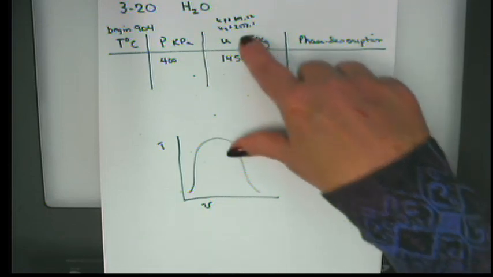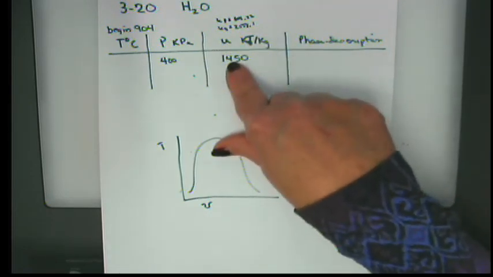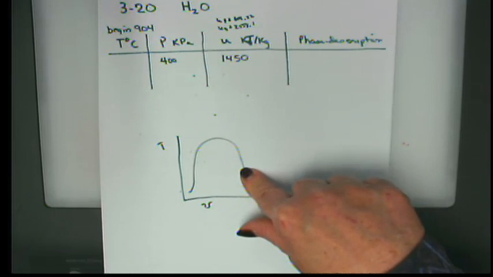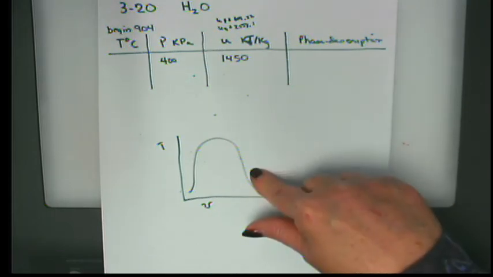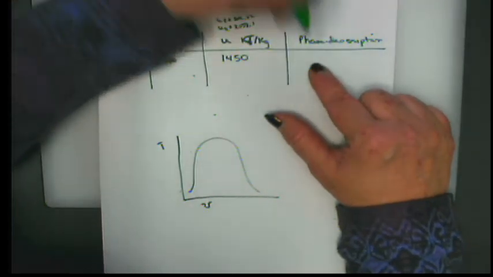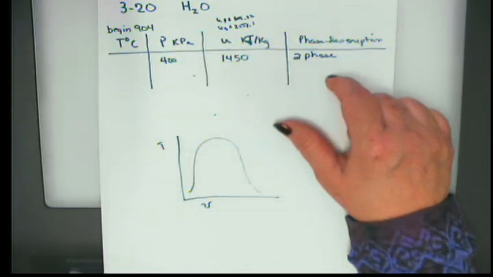That means that we are in the two-phase envelope, or our phase description is two-phase or saturated fluid. If my value of U sub G was, say, 5,000, that would mean that I had more internal energy than I needed to be in the two-phase region, so it would be superheated. So the first piece of information I have here is that this is two-phase or saturated fluid.